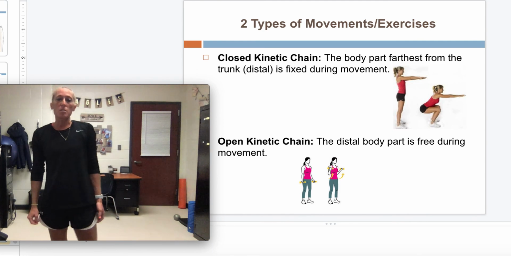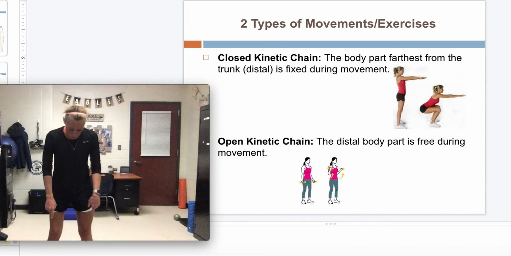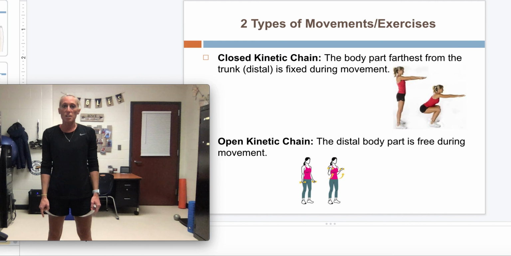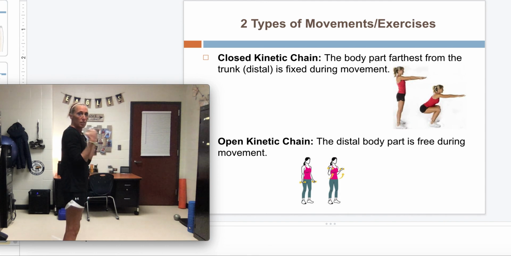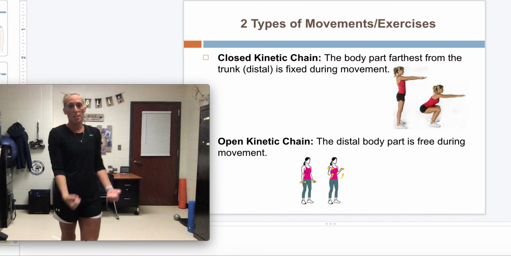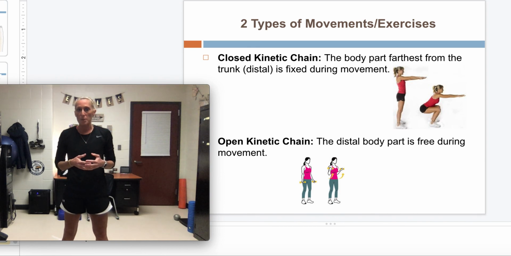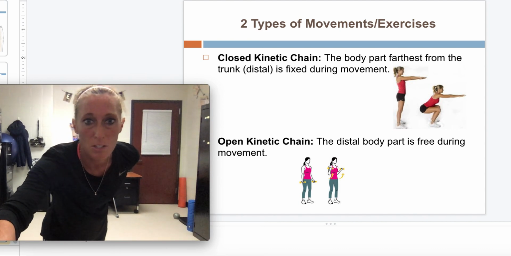Two types of movements: closed kinetic chain and open kinetic chain. A closed kinetic chain is where the distal end is fixed, so if I'm doing a squat, that is a closed kinetic chain. An open kinetic chain would be if I have weights in my hands, see how the distal portion is open? That is an open kinetic chain. And we'll talk about those types of things when we talk about rehabbing injuries, with closed kinetic chains and open kinetic chains at different times in the rehab process.